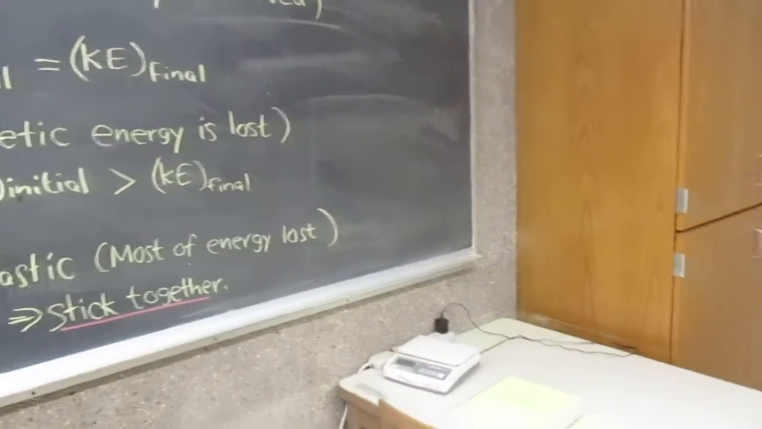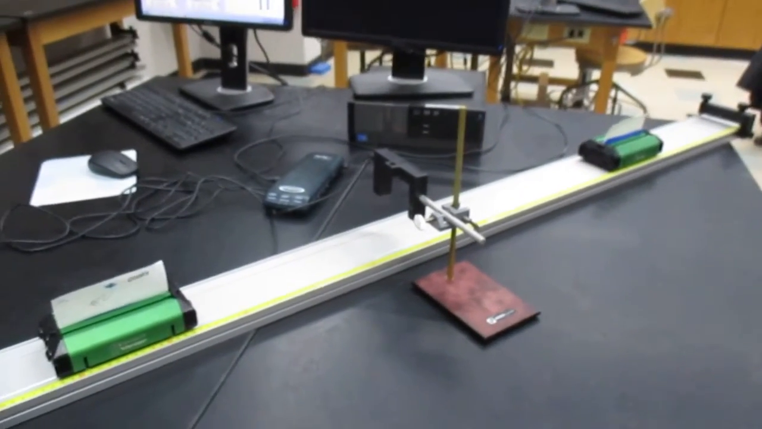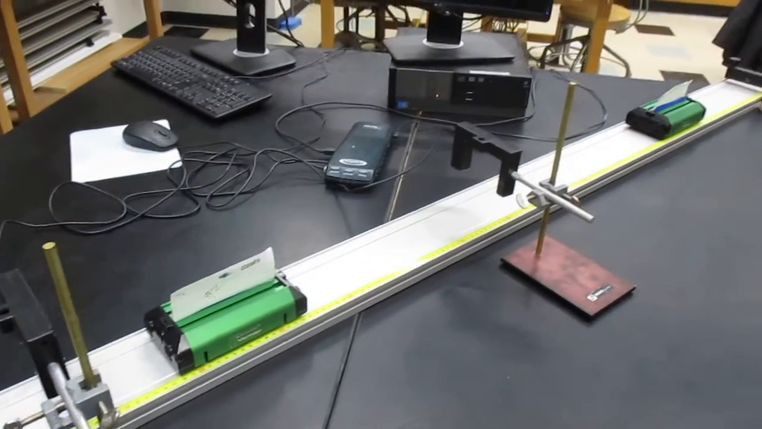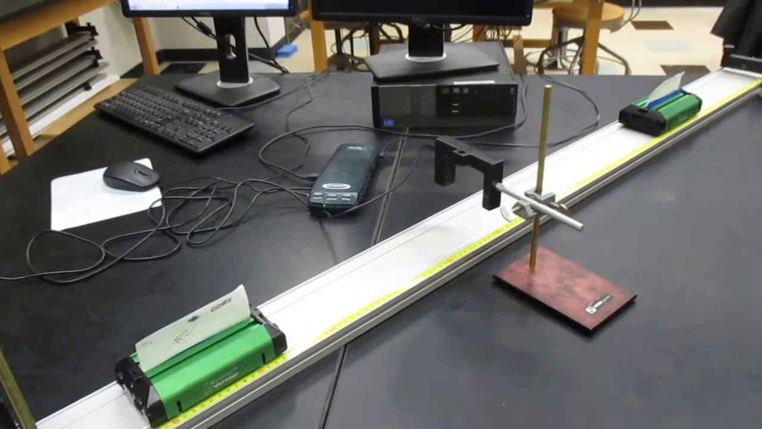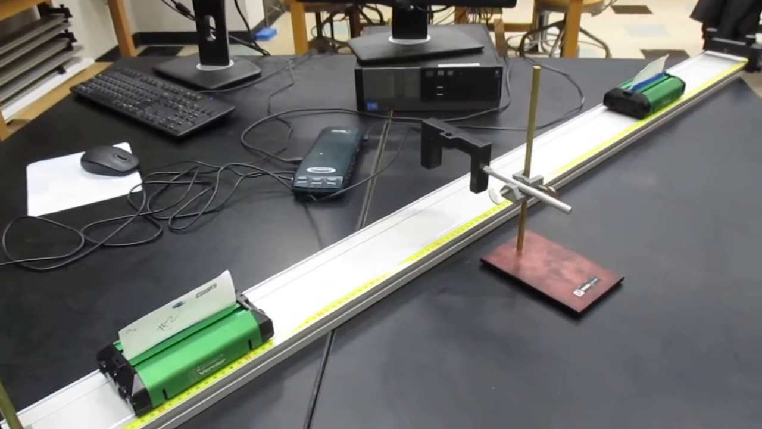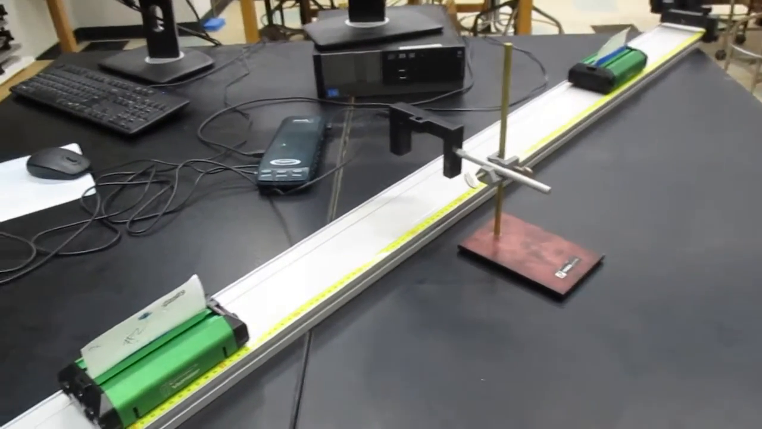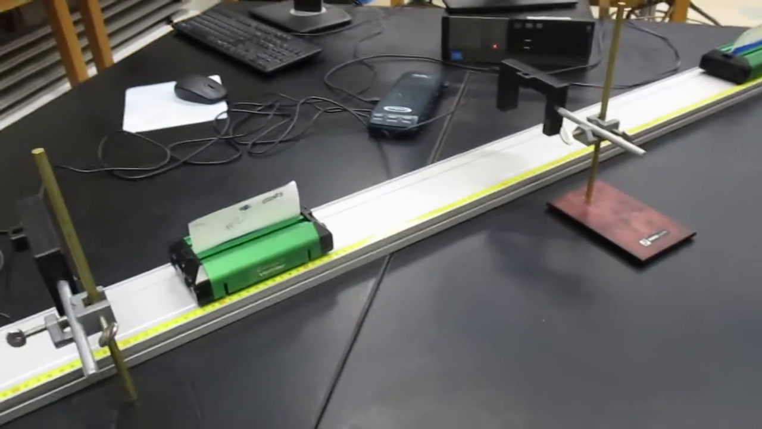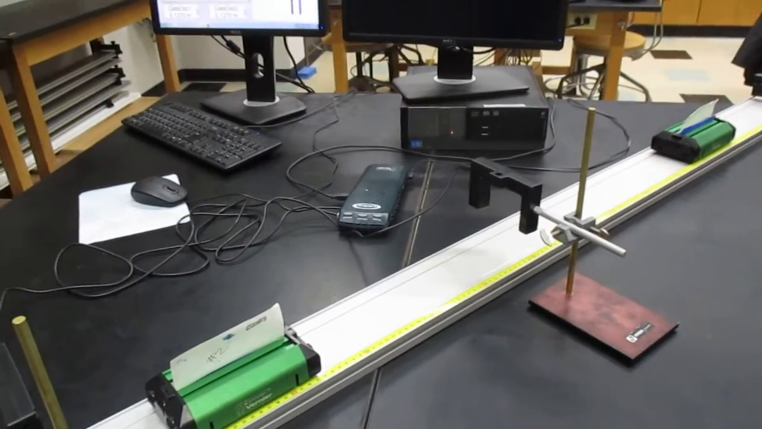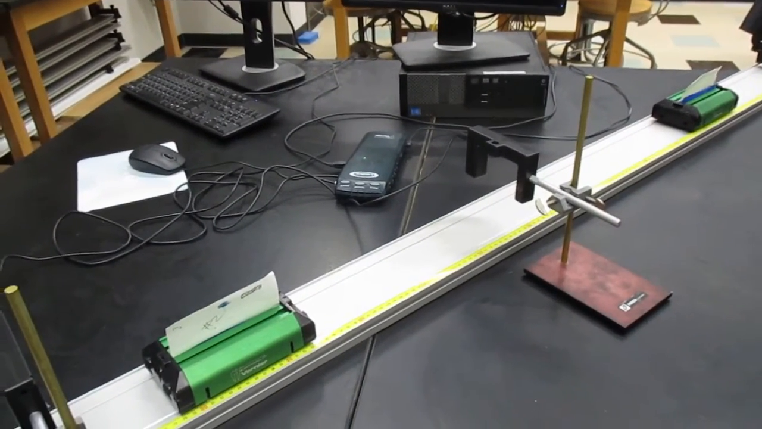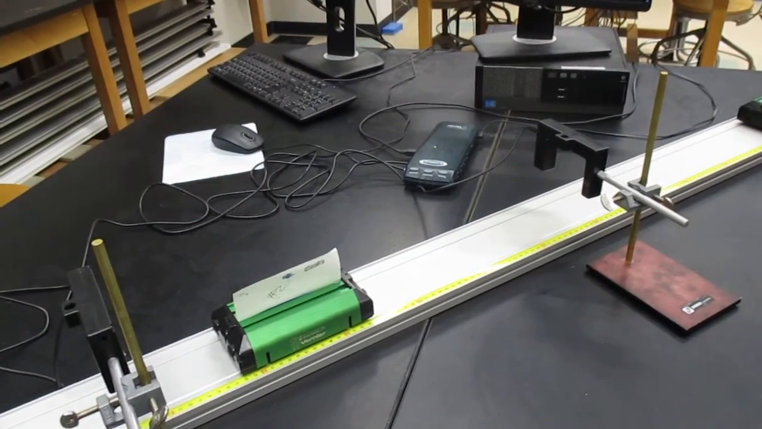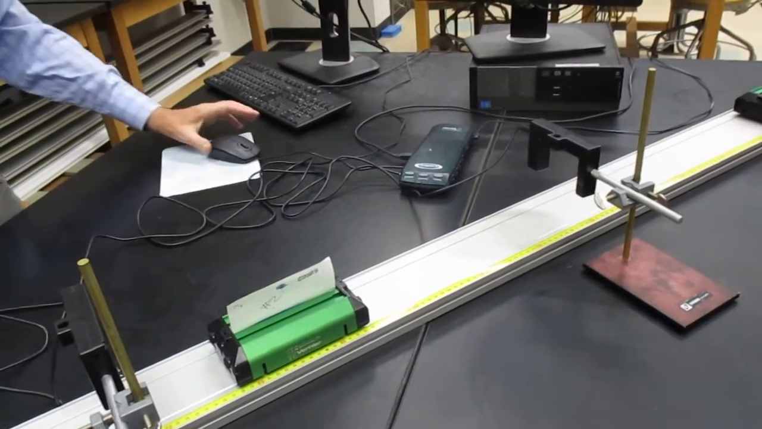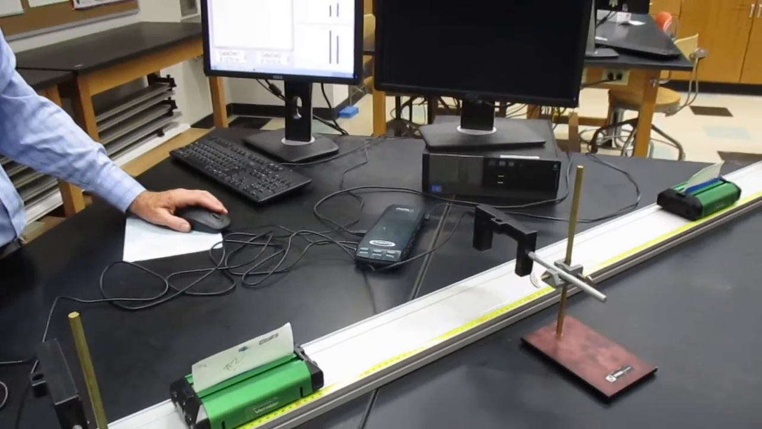So I'm going to pan over here to our setup. We have photo gates, 2 carts. The cart on your right is going to be cart 1 and the cart on your left will be cart 2. So let's do a trial run here if we can do that. And we will be collecting the initial and final velocity of both carts. So let's go ahead and try this out.